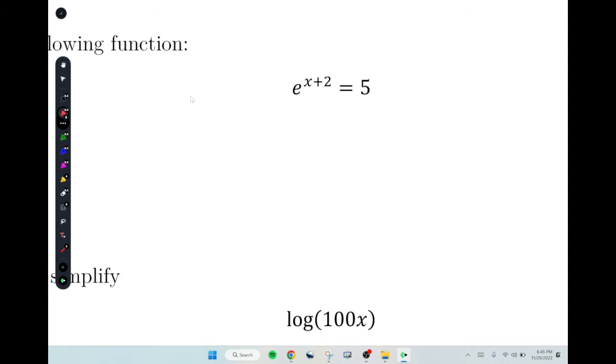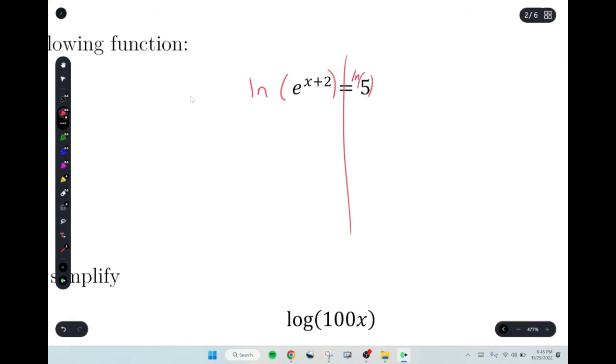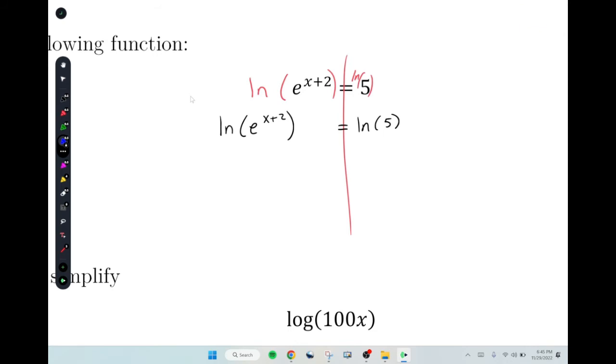So what's the opposite of an e? An ln. And literally that's it. That's the whole problem. But what you do to one side, you have to do to the other side. So we actually end up with ln of e^(x+2) equals ln of 5. And the whole point of doing that ln was to make it cancel.